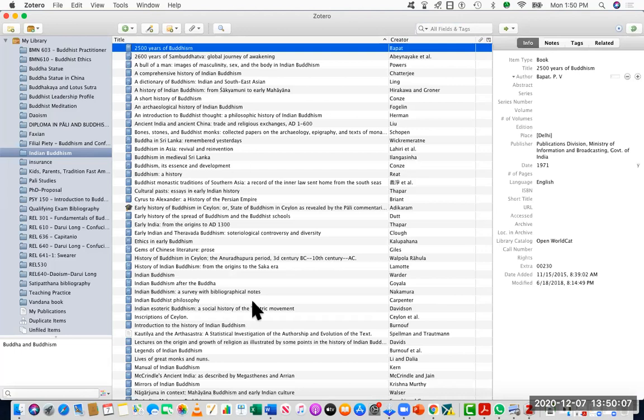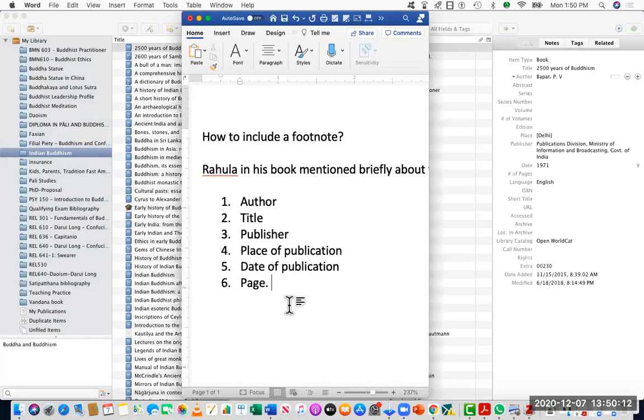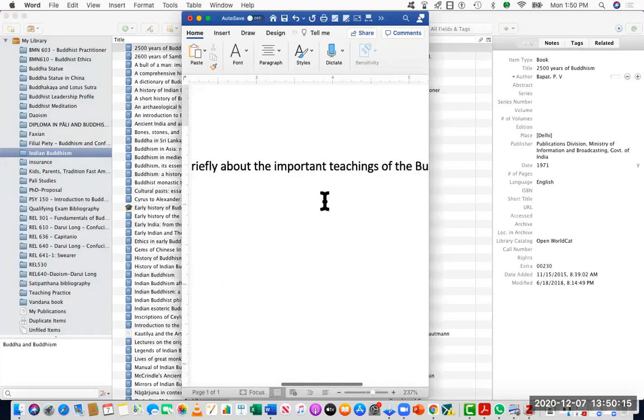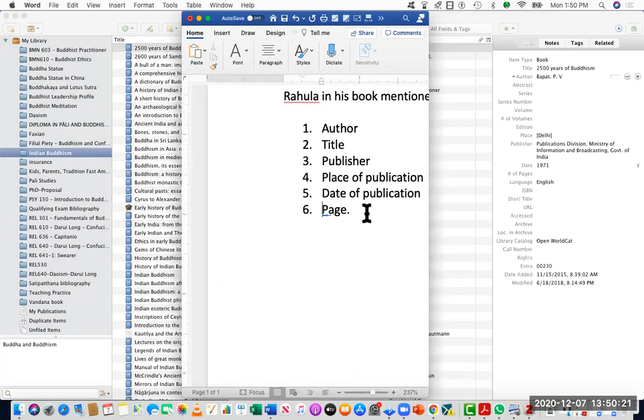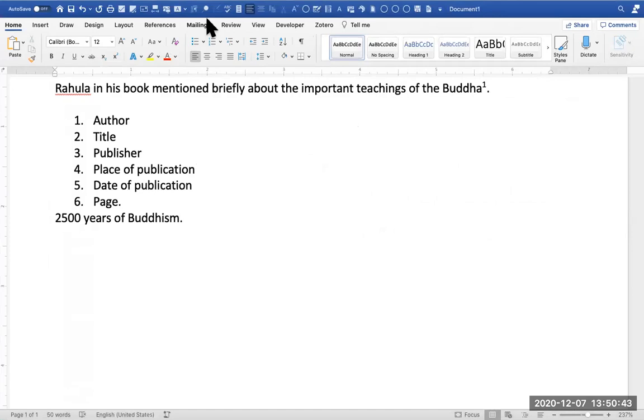And then, okay, now I go back to my Word document, okay? Let's say over here. Okay, I'll go back here. I write something, 2500 years of Buddhism. Okay, and now I'll show you an easy way that I use here. I don't have to type many. It will be very easy. What I do is I go to, can you see here?